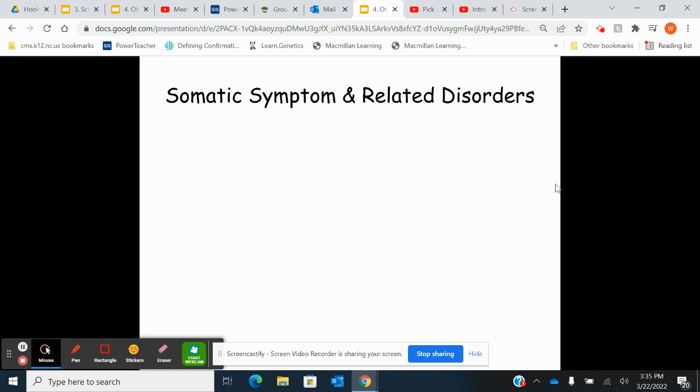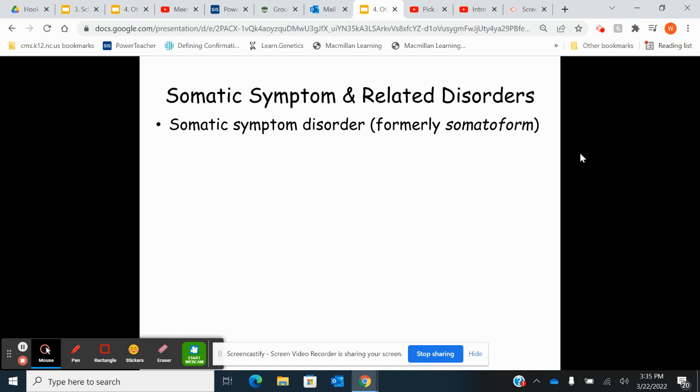So, somatic symptom and related disorders are a group of disorders that involve having or perceiving some sort of physical symptoms where there's no actual medical cause for these symptoms, or excessive worrying about very, very minor symptoms.